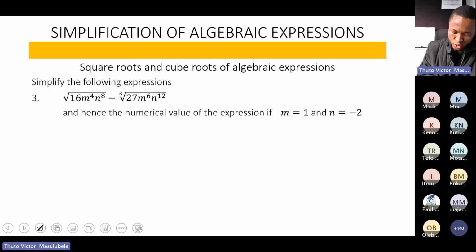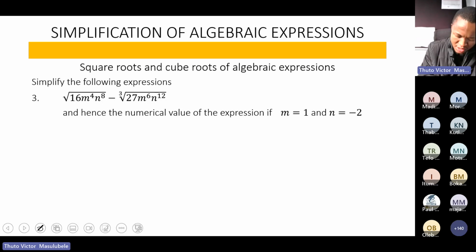What you do, you find the square root of 16 because we are dealing with the square root of one term. Be careful, grade 8. When you're finding the square root or the cube root, you must be finding it of one term. You cannot find the square root or the cube root of more than one term, in other words, a polynomial. Make sure that you understand that.